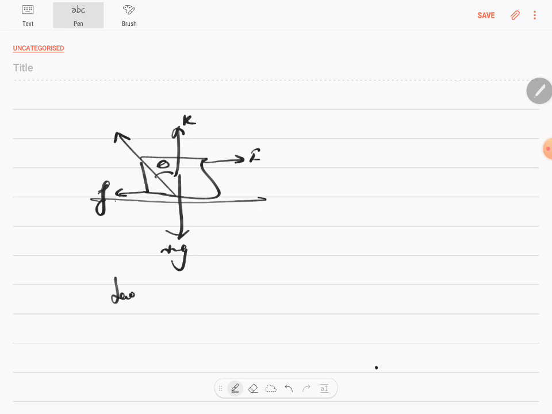and tan theta is frictional force by normal reaction, opposite by adjacent, where the opposite is f and the adjacent is normal reaction, f by R. This tan theta can also be called mu, which is f by R, where mu is known as the coefficient of friction, which is a constant for a given material. For wood, it will have a different coefficient of friction.